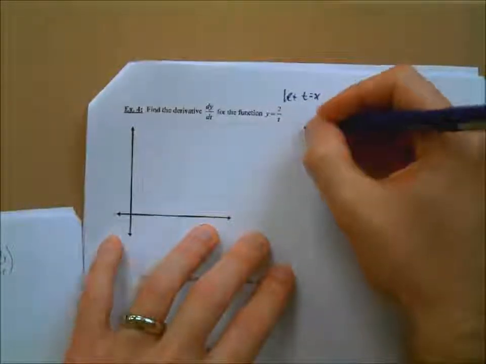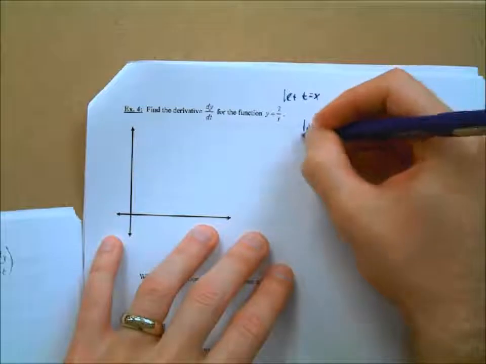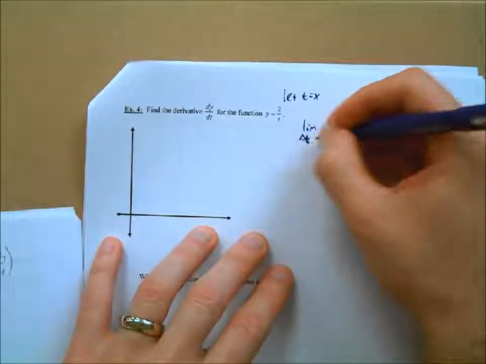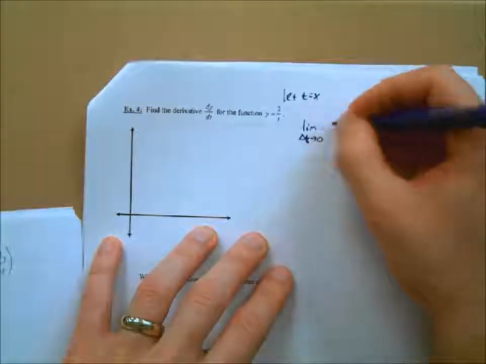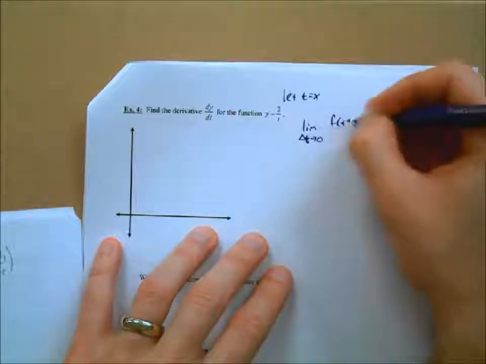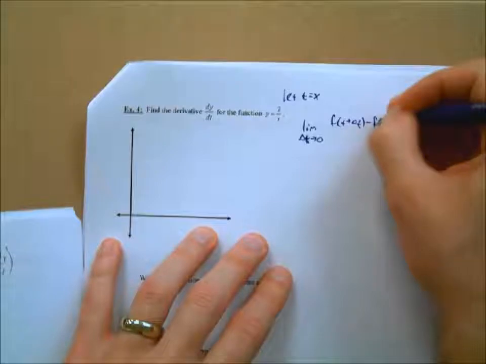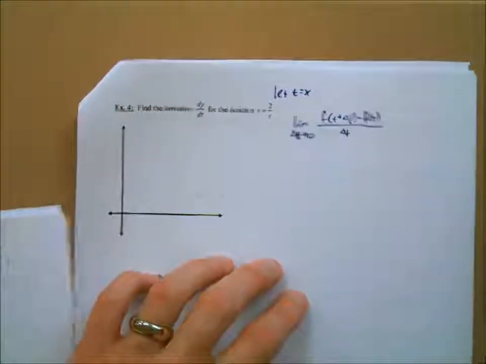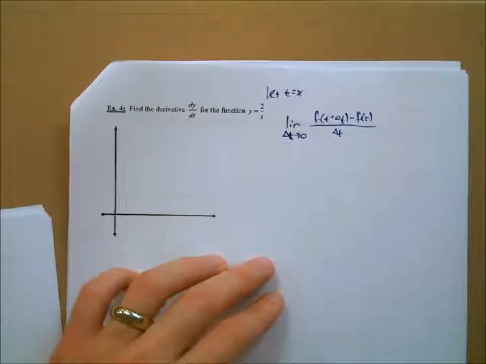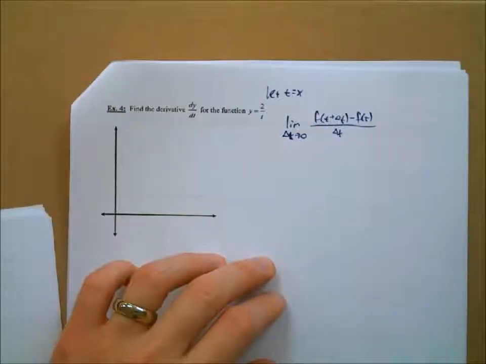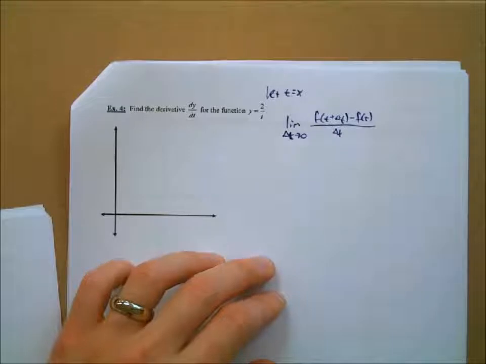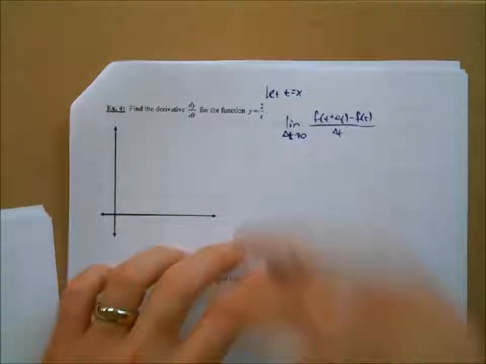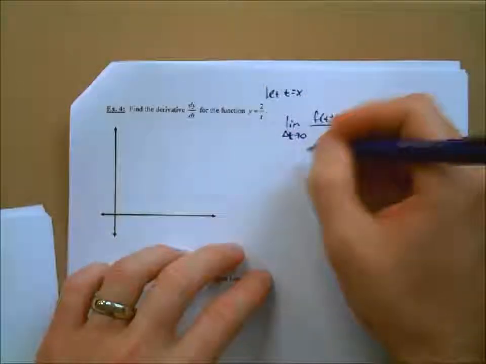So instead of taking the limit as delta x approaches 0, we'll do the limit as delta t approaches 0 of f of t plus delta t minus f of t all over delta t. Again, we're just replacing x's with t's. I do this not to be tricky, but this can throw people off when you just change the variables. It can mess people up.